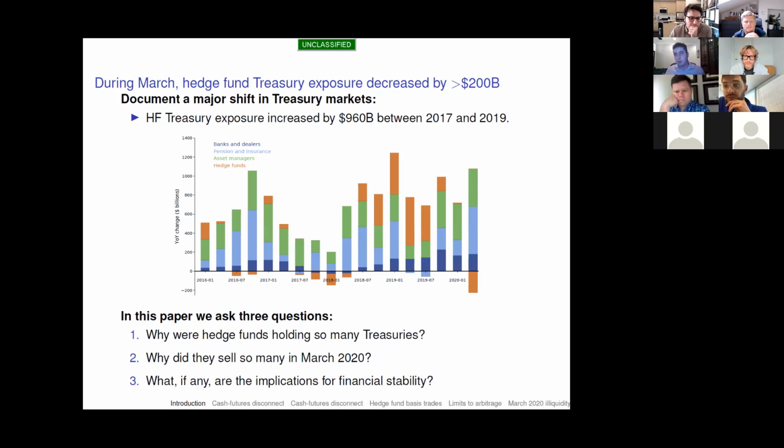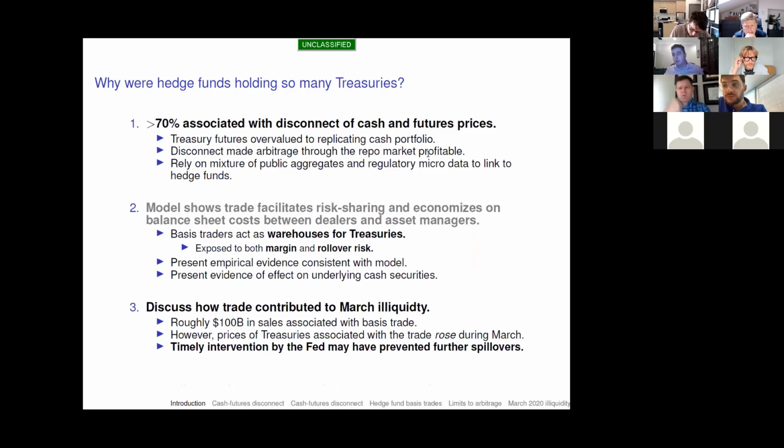So what we do in this paper, by linking a series of public aggregates and regulatory microdata together, is show you that around 70% of that $1 trillion increase in Treasury exposure is associated with a disconnect between cash and futures prices of Treasuries. And in particular, in recent years, Treasury futures have been overvalued relative to a replicating portfolio of cash securities.